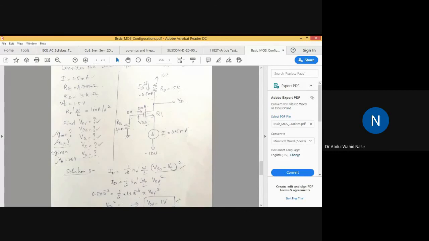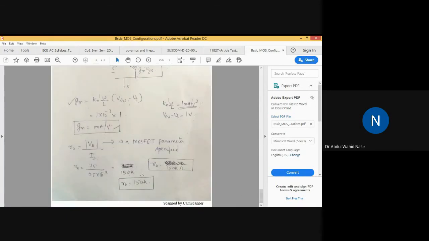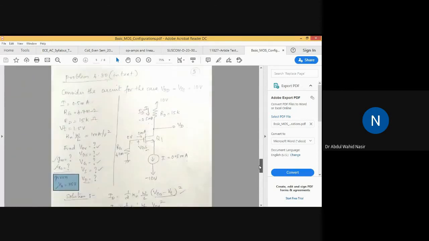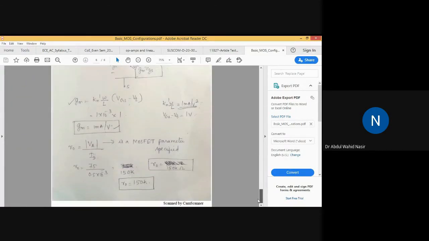Here also see, the VA value is given. Since in the question itself the value of VA is given, we know that the output resistance will be VA by ID. VA given is 25 volt, and ID is 0.5 milliampere. If you substitute the values, we'll end up having the value of ro.